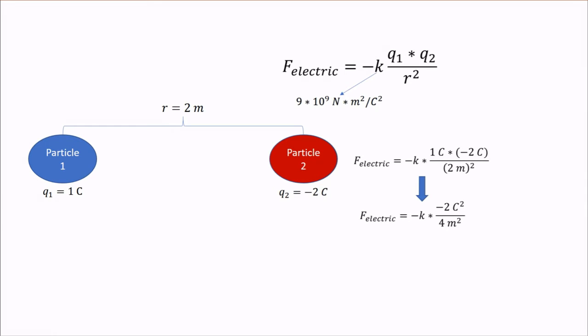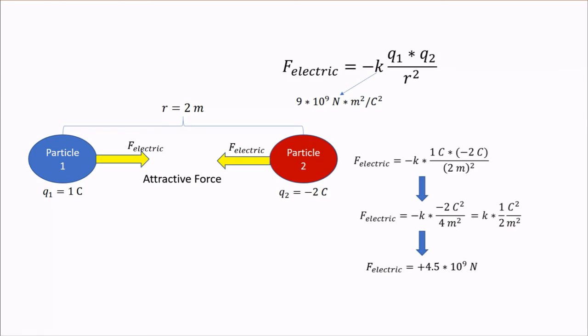This will get us negative k times negative 2 coulombs squared divided by 4m squared. The negative signs cancel, so we are left with k times a half, and the units are still C squared over m squared. Now we multiply the value of k in, which is 9 times 10 to the 9th, and we get 4.5 times 10 to the 9th newtons. Since the result is positive, the force is attractive. I suggest you pause here and make sure you follow how the units became a newton.